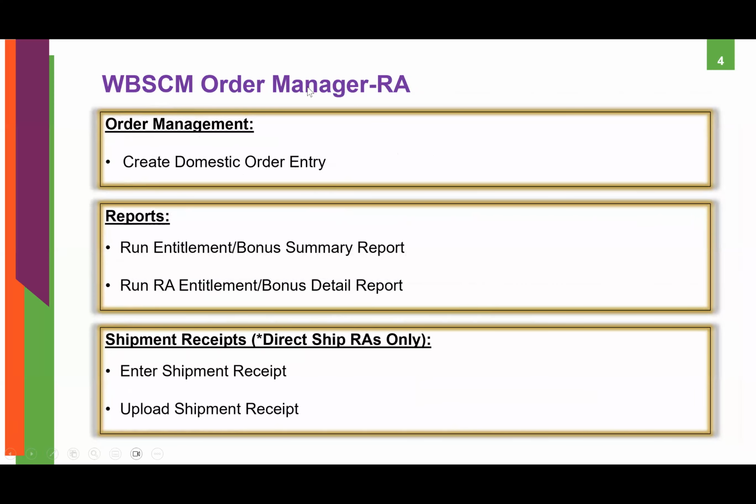Okay, so the WebSCM order manager. This person will be able to work with order management. They'll be able to create domestic order entry. As far as running reports, they'll be able to run entitlement and bonus summary reports. They'll also be able to run RA entitlement and bonus detail reports, and we'll talk more about reports in just a moment. And then also the shipment receipt. You'll be able to enter shipment receipt information and also upload shipment receipt information. And this is only for the RAs that have direct ship.